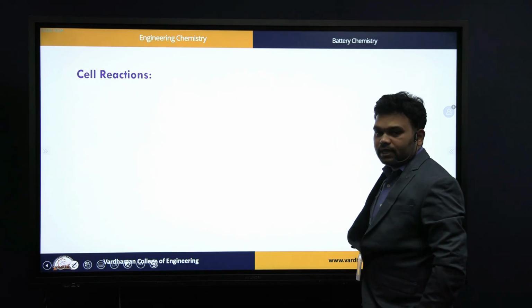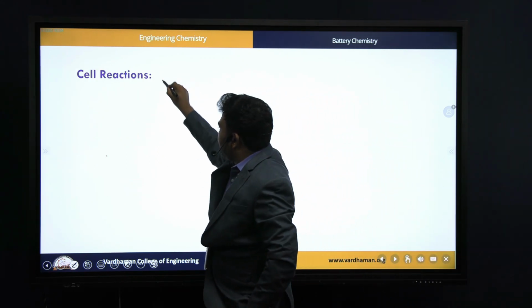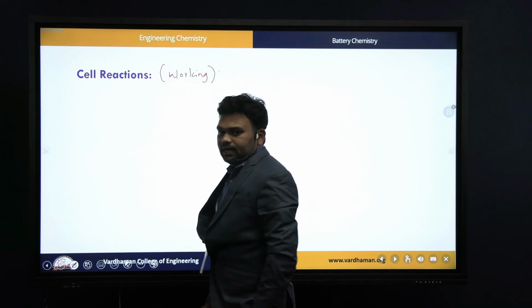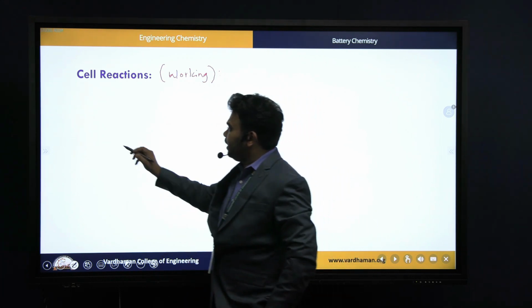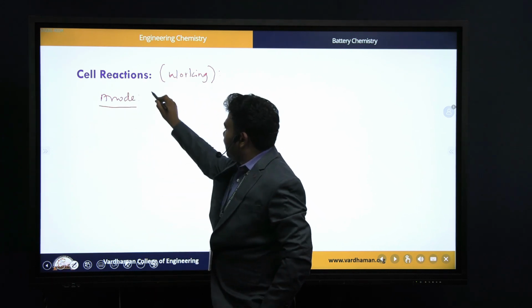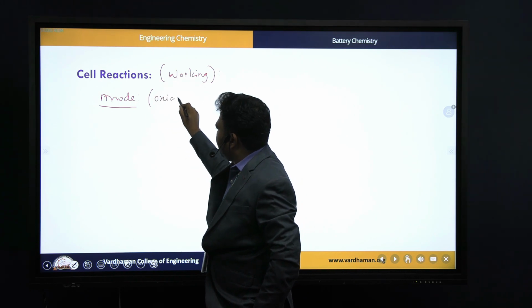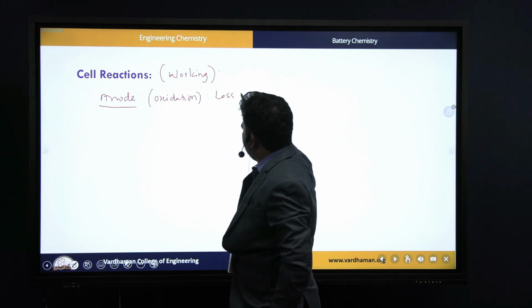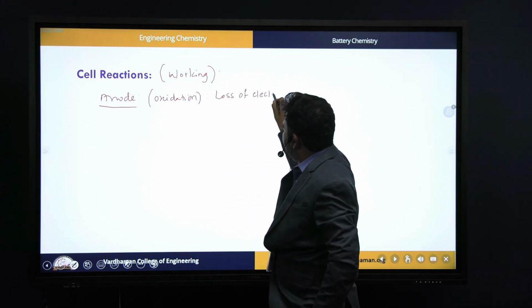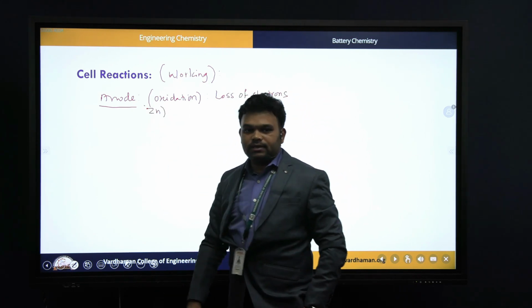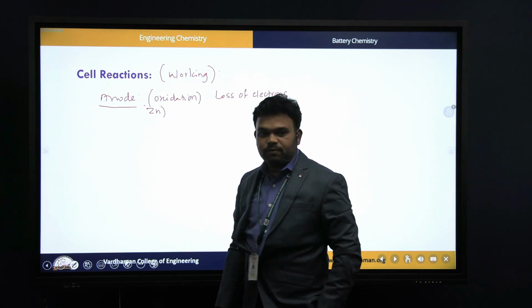Next, we move to the cell reactions, nothing but how the working of the battery takes place. We can understand the working based on the reactions. As we discussed, mainly two electrodes are present. One is the anode, and the reaction that takes place there is oxidation. Oxidation is nothing but loss of electrons. Here, zinc is acting as the anode. Let us discuss the reactions which take place at the anode.